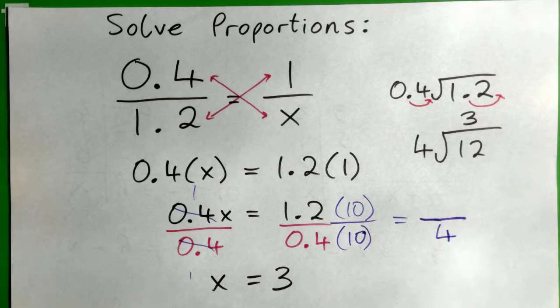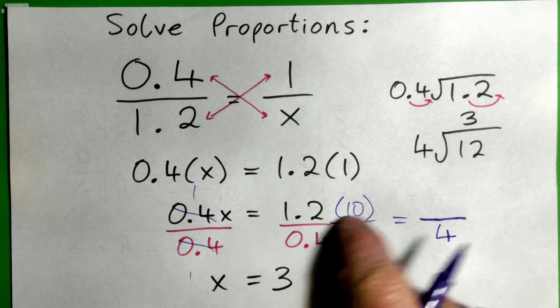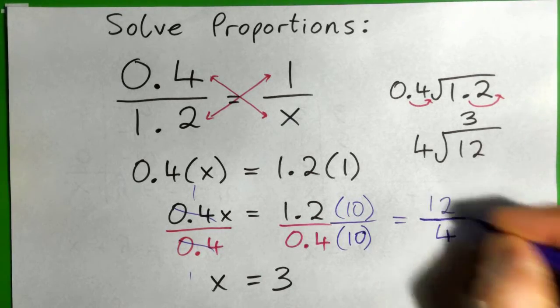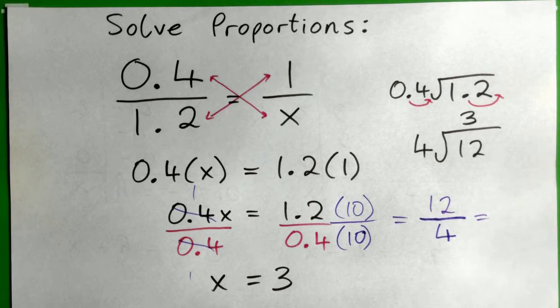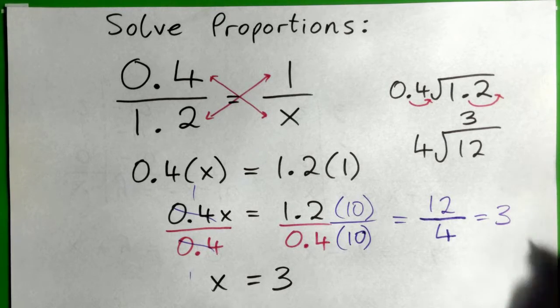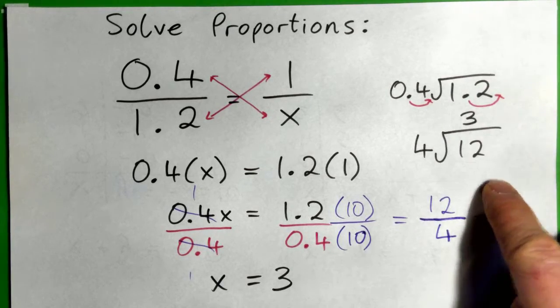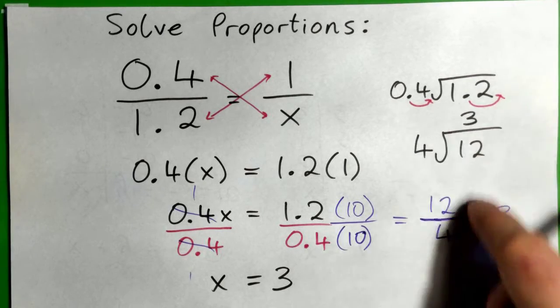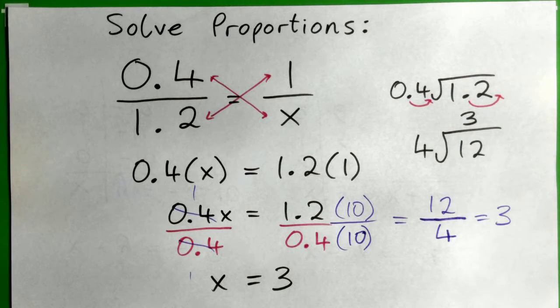Right, so the fraction is going to look different. So 1.2 times 10 is 12. So you get 12 over 4, which is 3. And that's the exact same thing we did here. Just a different way of doing it. But it's literally the same thing, right? Yeah, and so that's it. Dividing by decimals is the trick there.